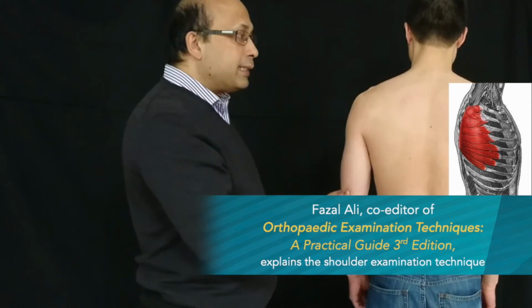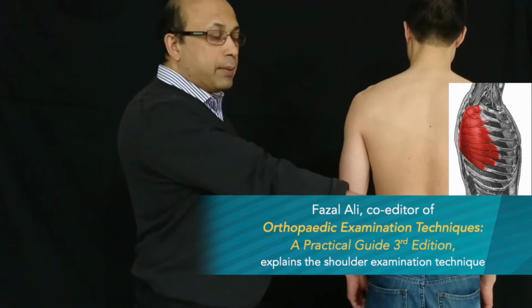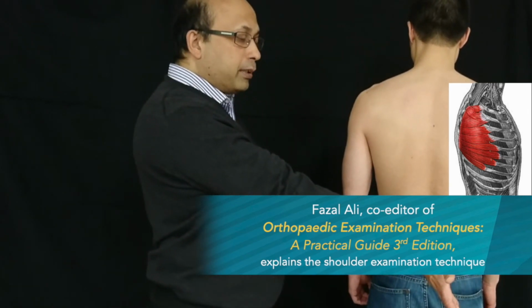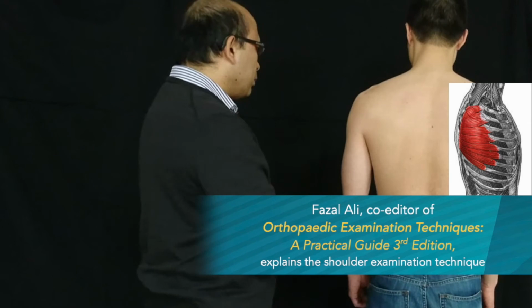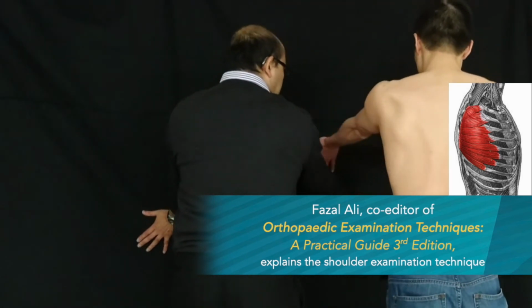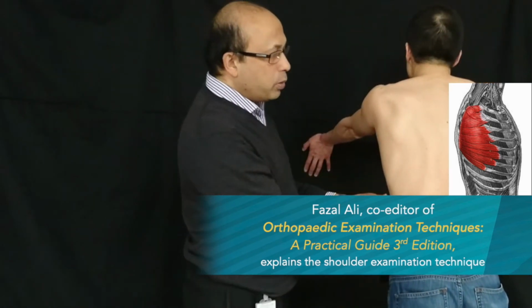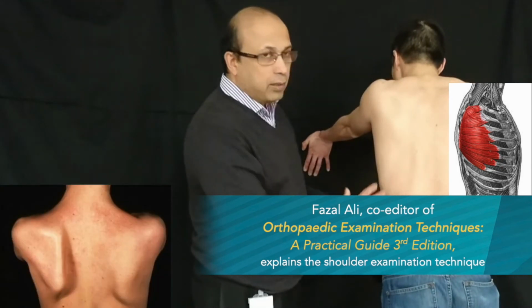The last test is for serratus anterior, for which weakness of serratus anterior can cause winging of the scapula, is to ask the patient to push against the wall, elbows extended, and palms of their hands pointing downwards like this. So just like this, you push in and press against the wall, looking for any winging of the scapula.